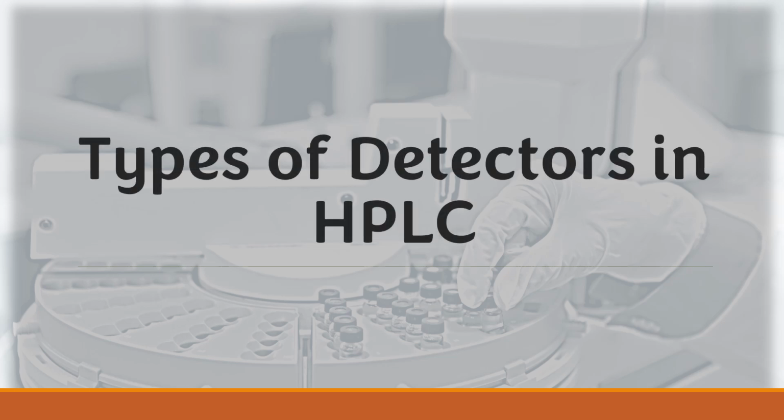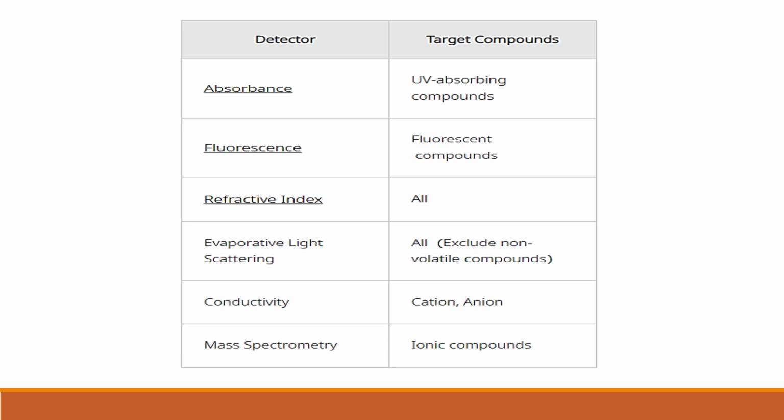In this video, I will be talking about the detectors that are used in HPLC, that is high performance liquid chromatography. Depending on your target compounds, there could be 6 detectors that can be coupled with your high performance liquid chromatography to detect that particular compound.